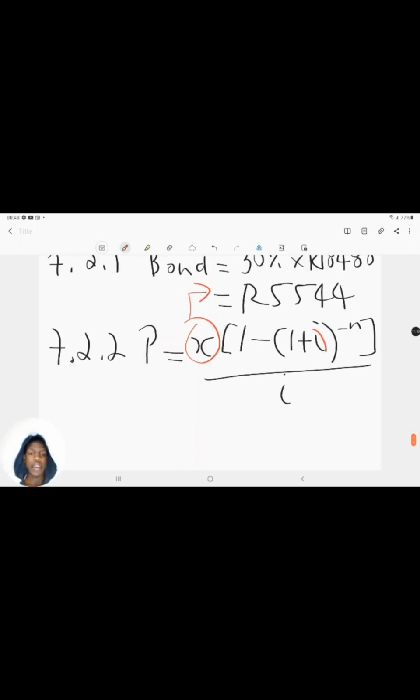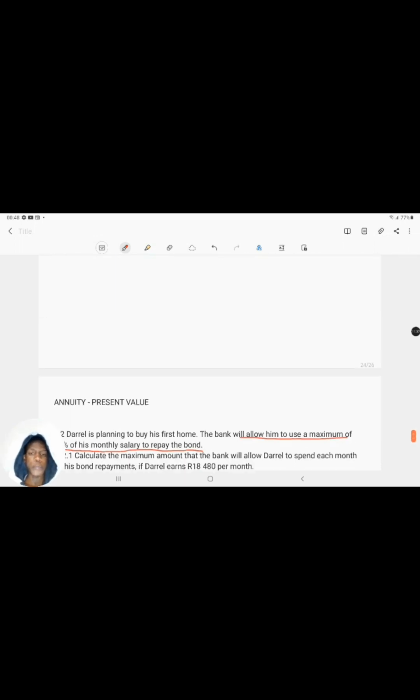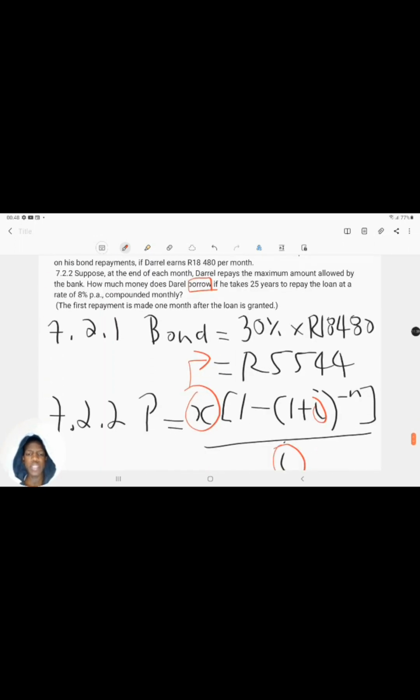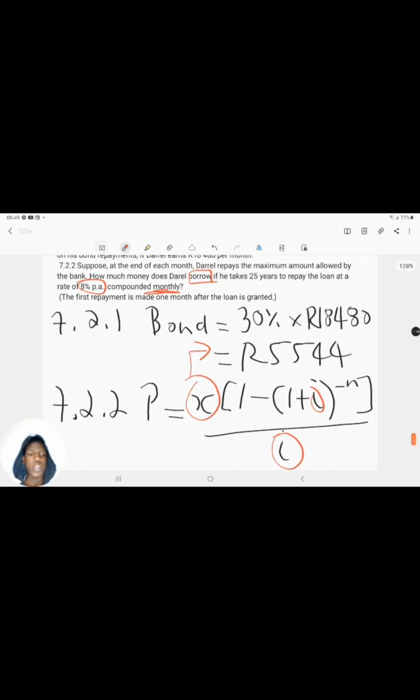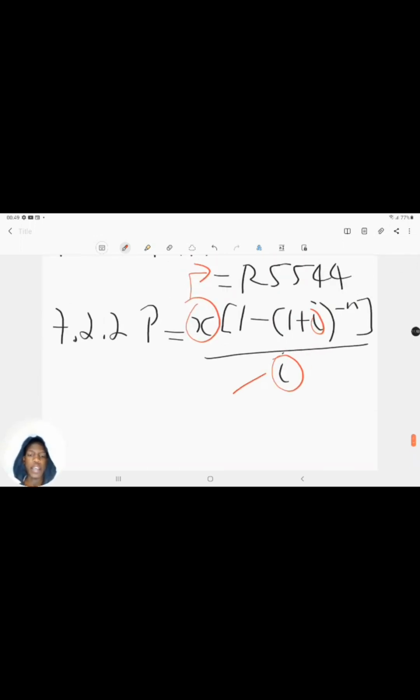What is I? I has also been given to us in the question. It is 8% compounded monthly. So I is 8% compounded monthly. If it's compounded monthly, remember you divide it by 12. You divide it by 12 if it's compounded monthly. So that's the I there.